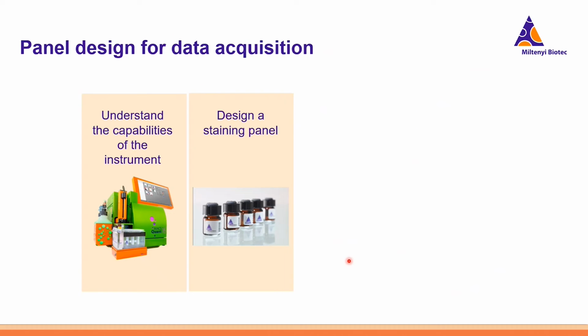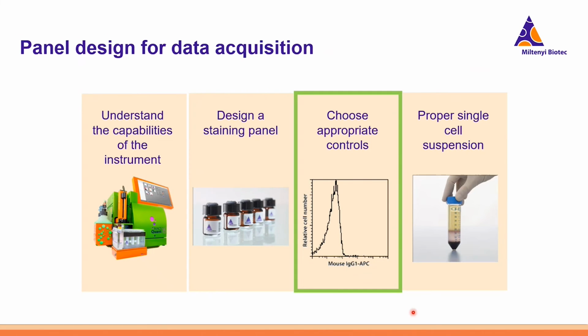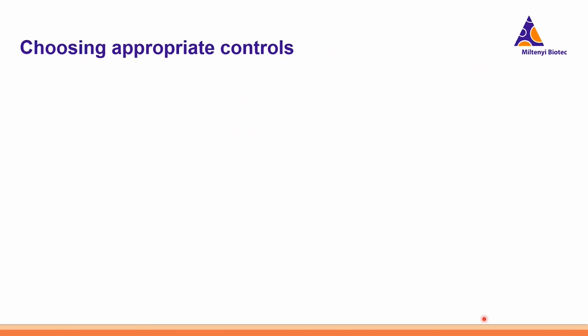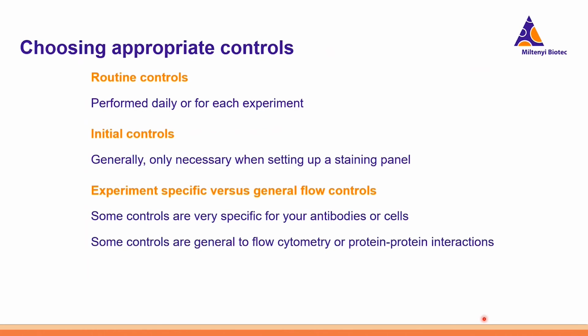All right, so we know what our instrument can do. We understand how to design a panel. Let's think about different controls that we need for our experiments. As you're thinking about controls, you may need routine controls that are done daily or for each experiment. You may need initial controls when just setting up your staining panel, or you may have experiment-specific controls that are very specific for your antibodies or your cells, or for your protein-to-protein interactions.